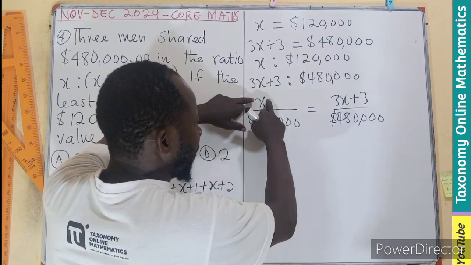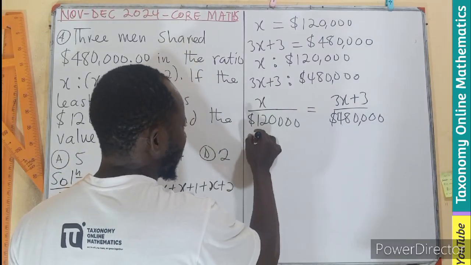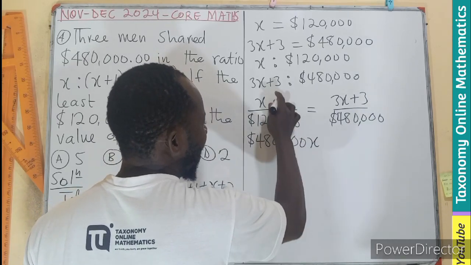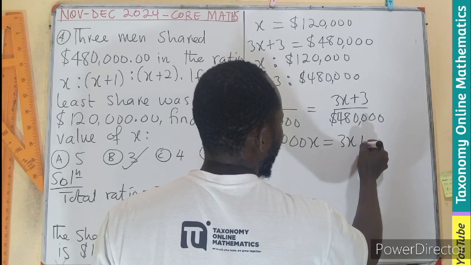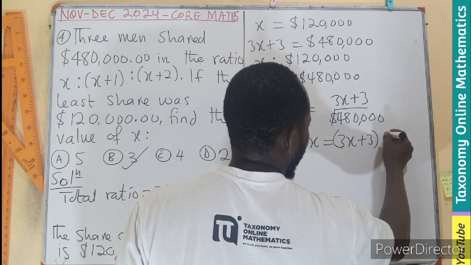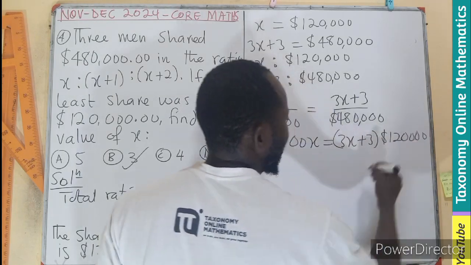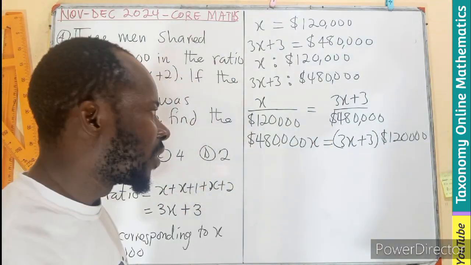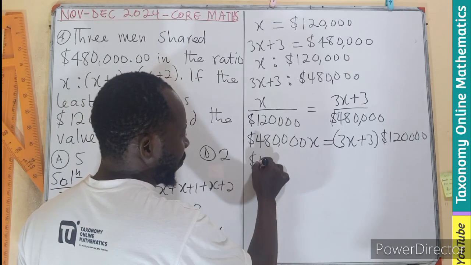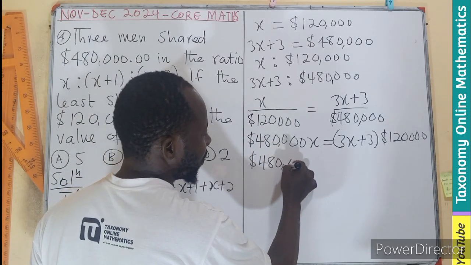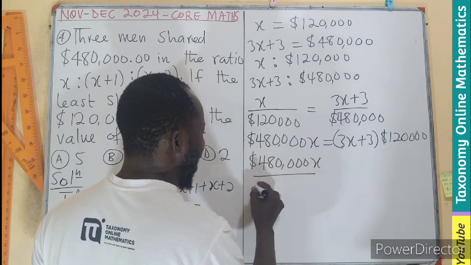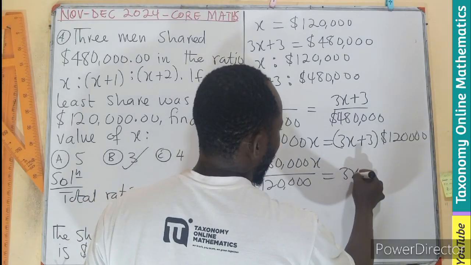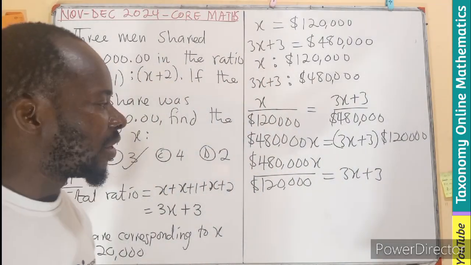In cross multiplication, we have 480,000 times x equals 3x plus 3 times 120,000. You see the 120,000 is multiplied, so it can be used to divide both sides, having 480,000 x divided by 120,000 equals 3x plus 3. Only 3x plus 3 will be there.